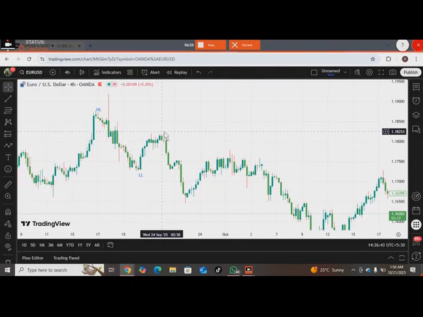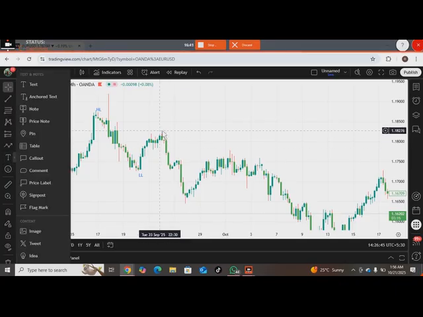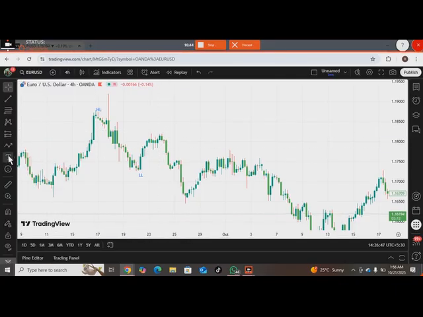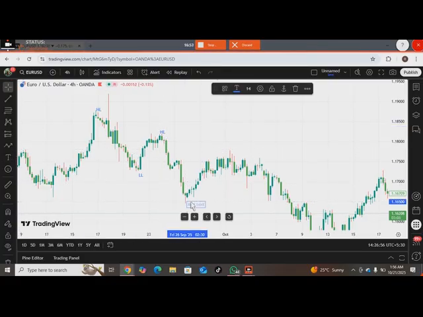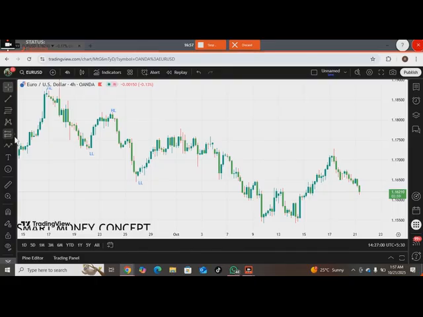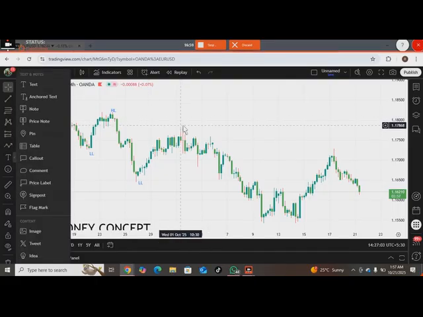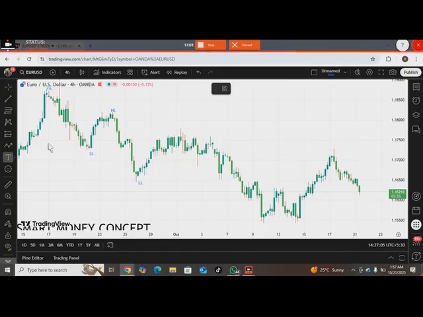We have another higher low here. Let me mark here. This is a higher low, and we have also a lower low here. The market is creating a series, and also we have another higher low here. We have another higher low here, and also we have a lower low here.